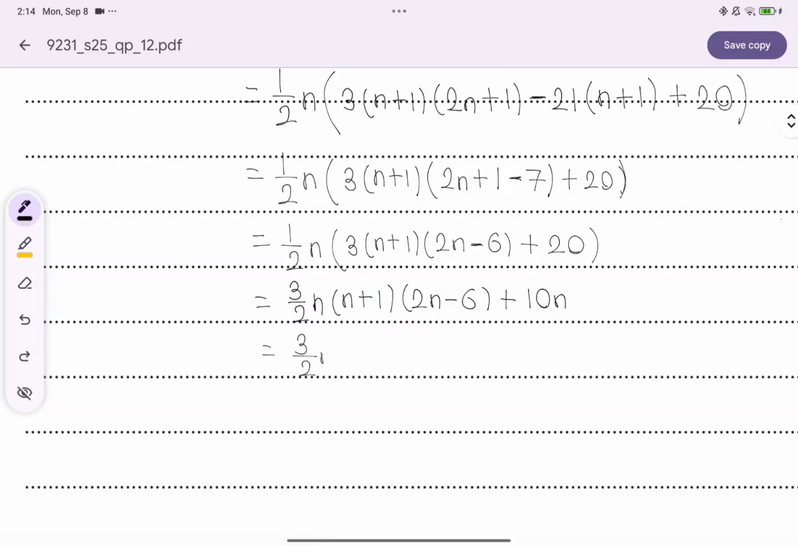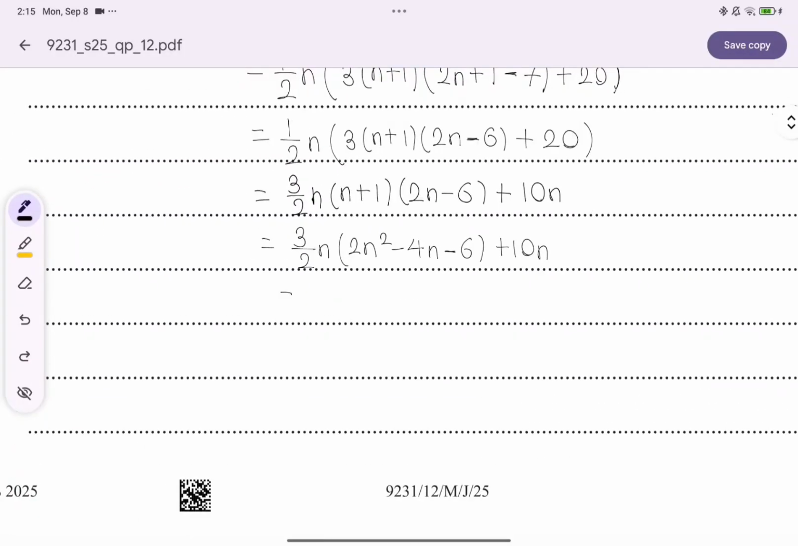So 3 over 2n. Let's multiply n plus 1 and 2n minus 6. So n times 2n, that's 2n squared. And 1 times 2n, that's 2n. And n times minus 6, that's minus 6n. So minus 6n plus 2n, that's minus 4n. And to find the constant term, just multiply 1 with minus 6, so that would be minus 6, plus 10n.